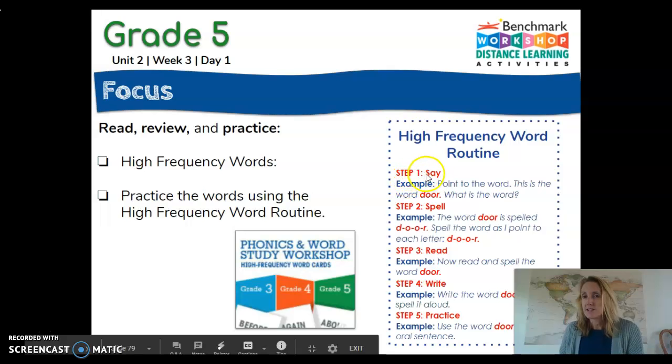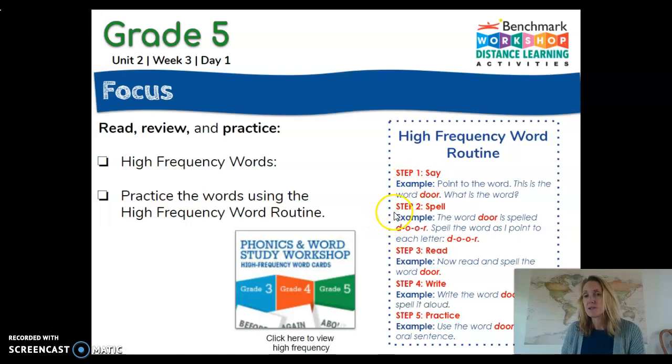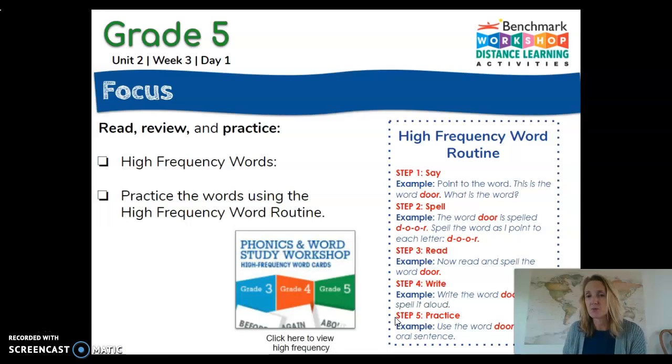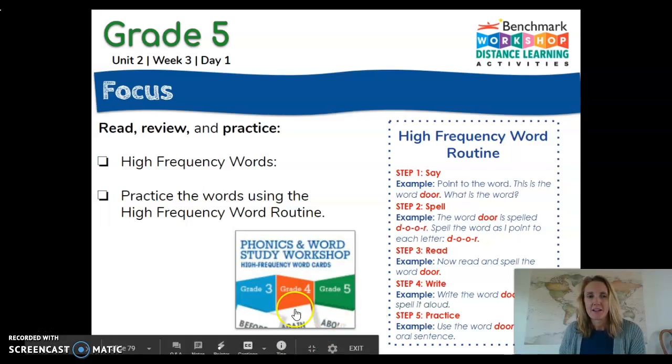Okay, step 1 is to say the word. Step 2, spell it. Step 3, read it. Step 4, write it. And step 5 is to practice it. Okay, practice it is use it in a sentence. All right.